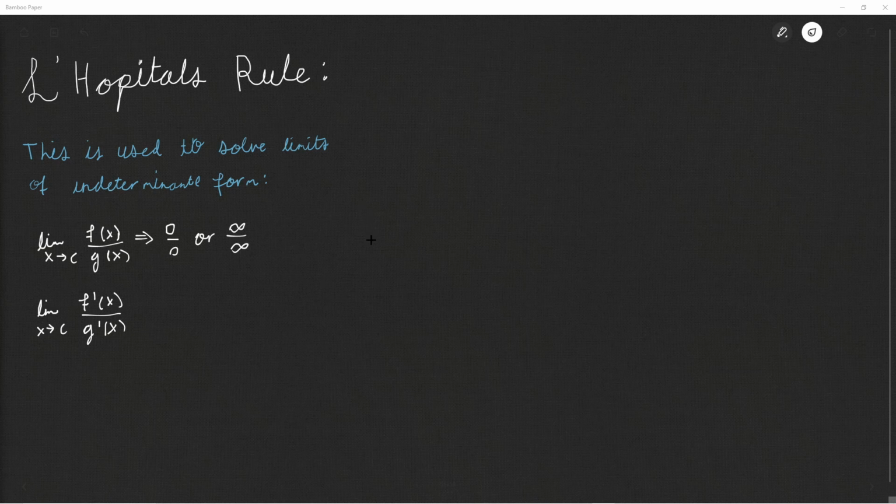So for example, if we had the limit as x approaches 0 of our function sine of x divided by x. Well, we know that if we put in x equal to 0, sine of x is going to be equal to 0, and if we substitute 0 in for x, this will just become 0 over 0. And since this is our indeterminate form, we know that we need to use L'Hopital's rule.